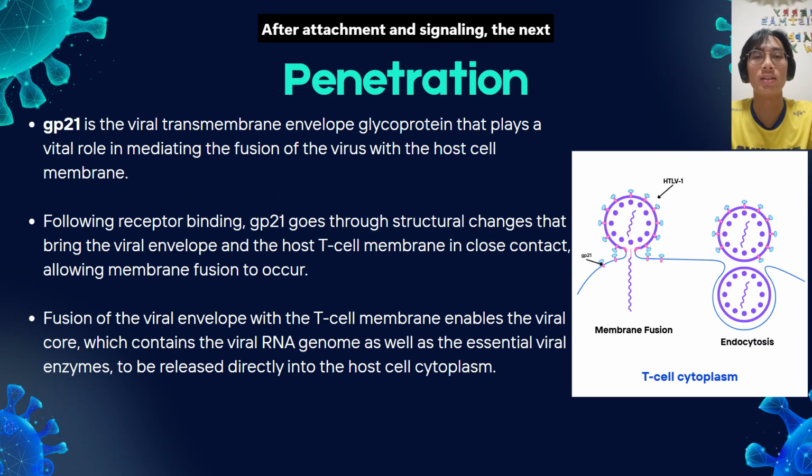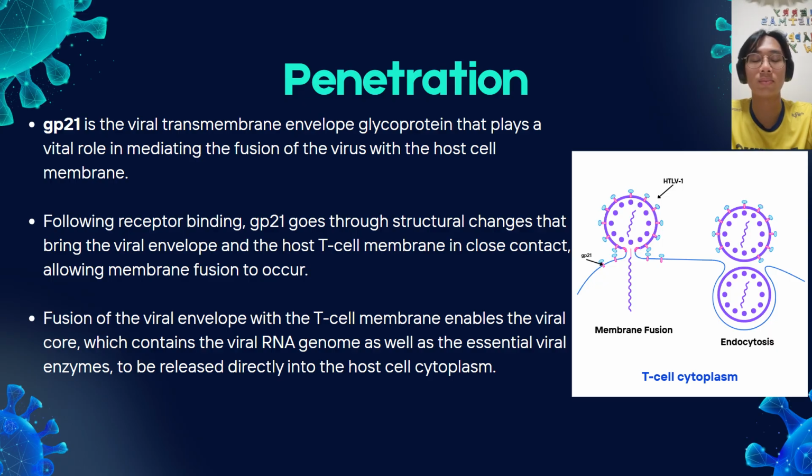After attachment and signaling, the next stage is penetration. During this stage, another envelope glycoprotein called GP21 becomes especially important. GP21 undergoes structural changes that bring the viral envelope and the host cell membrane close together. This allows membrane fusion to occur. Once the two membranes fuse, the viral core, containing the viral RNA genome and essential enzymes, can enter the cytoplasm.